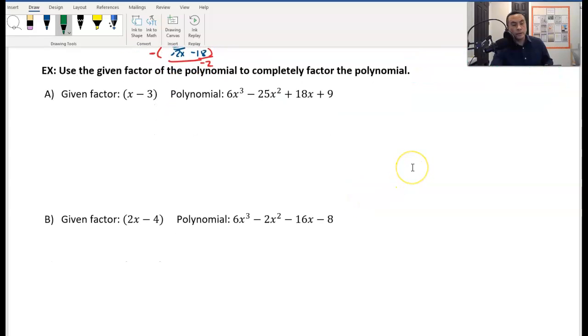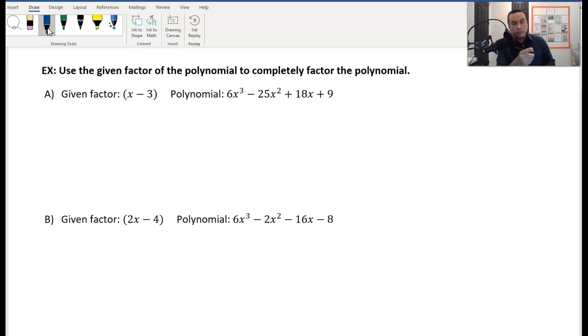Let's go ahead and do this one here. It says use... let me erase this guy here. Use the given factor of the polynomial to completely factor the polynomial. In other words, they're saying a factor is a number that already goes into something.